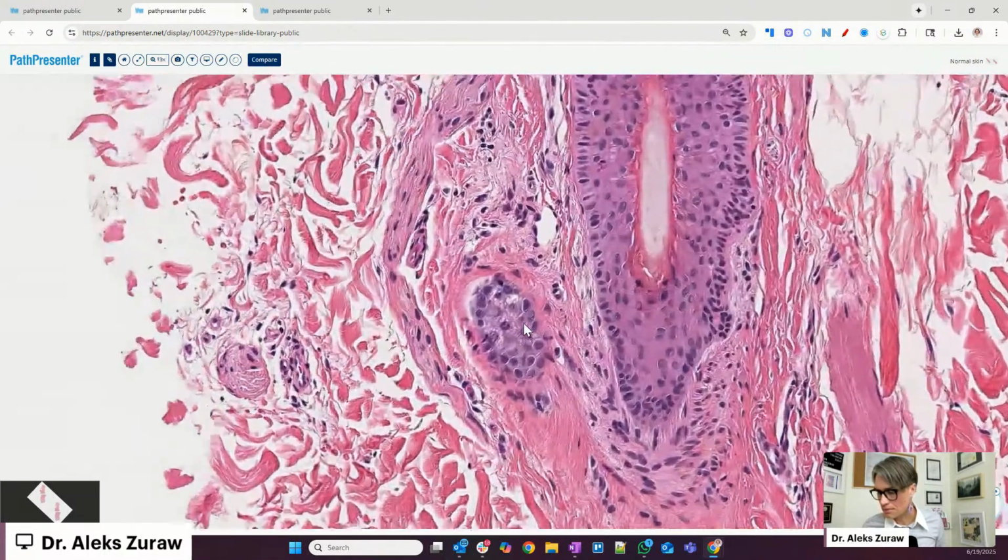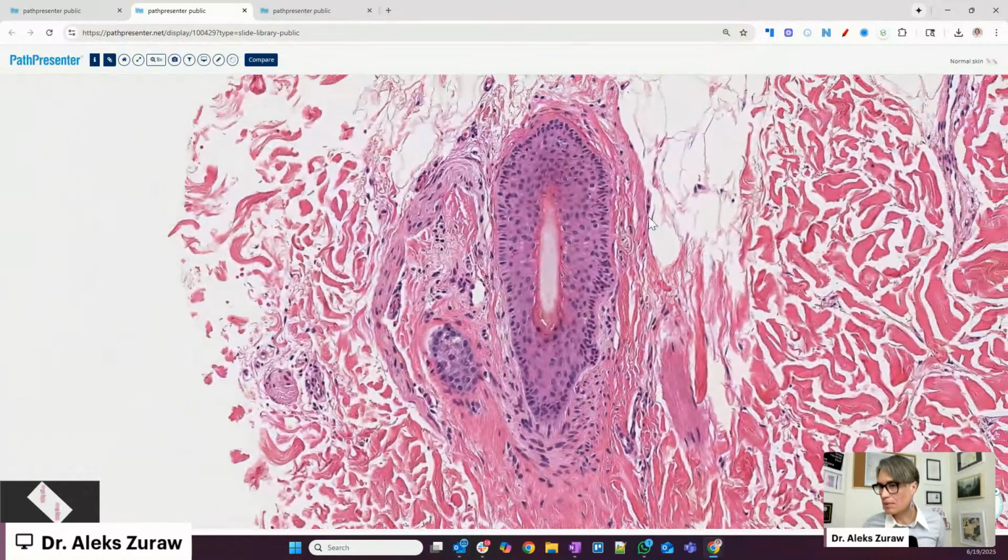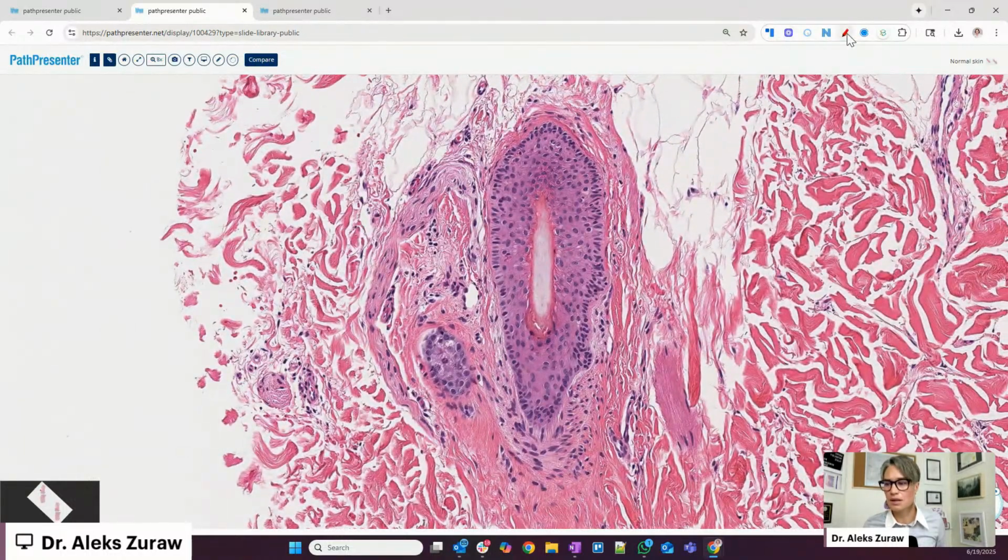I don't see them. But yeah, here, these cells are basically epidermal cells. This is the hair bulb, and this is the hair here inside.